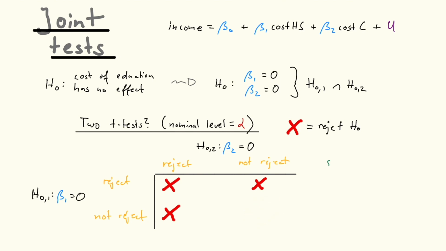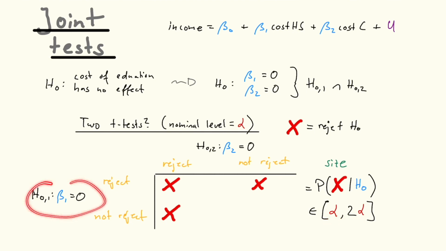What is the size of our combined test? In other words, what is the probability that we reject our joint hypothesis if the joint hypothesis is true? It can be shown that this number can be any number between alpha and 2 times alpha. Where you end up between these two numbers depends on the correlation structure of these two tests.